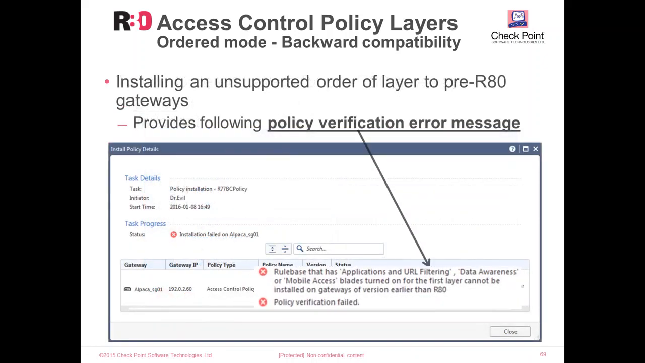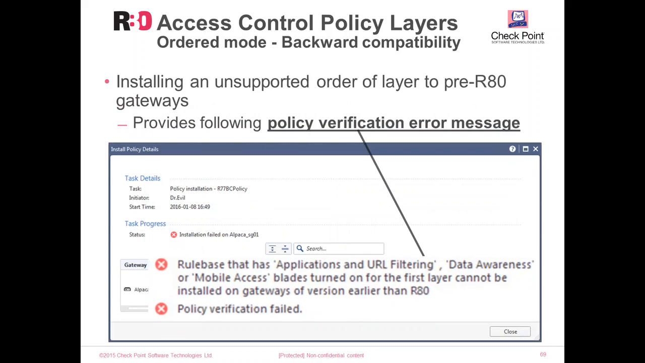If I, for some reason, try to install an unsupported order of layers towards a pre-R80 gateway, I will get the following policy verification error message when installing it towards my, for example, R77 gateway. Rule base that has application control and URL filtering, data awareness or mobile access blades turned on for the first layer cannot be installed in gateway of versions earlier than R80. Because we can't have a unified policy on pre-R80 gateways, and we cannot have a layer with application control as the first layer. We need to have the firewall blade as the first layer in pre-R80 gateways.